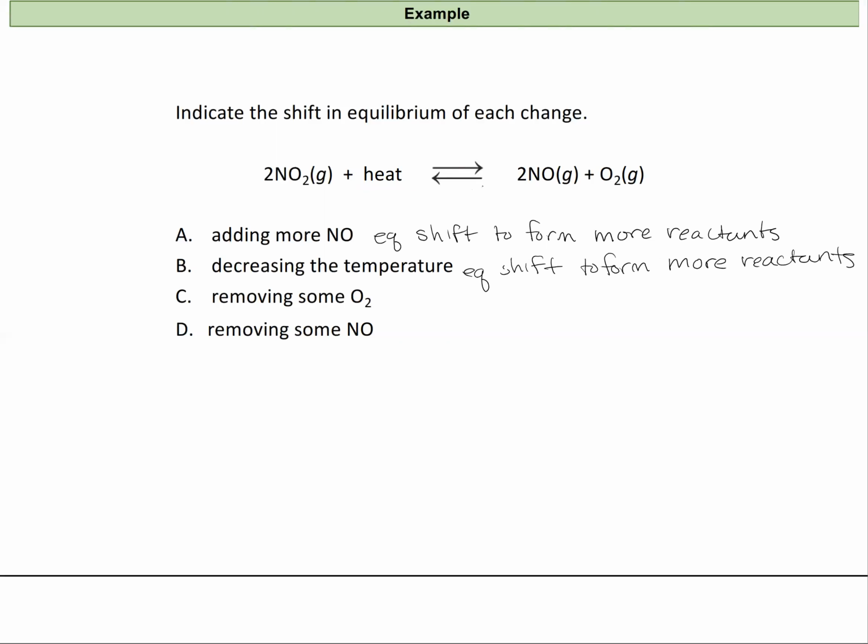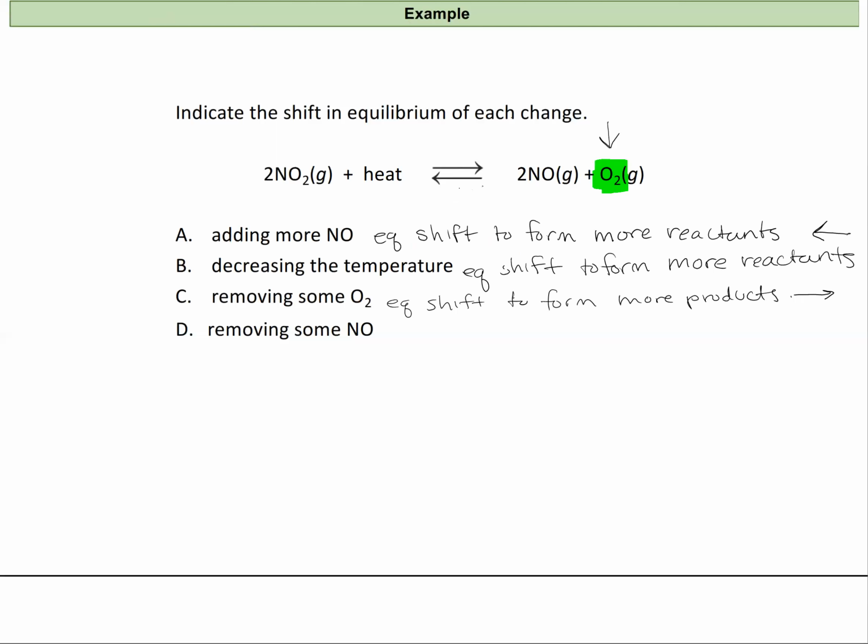Our next one, we're going to remove oxygen. So here's our oxygen right here. We're going to decrease our concentration of oxygen. So if we do that, we're going to see a decrease in the reaction rate moving in the reverse direction. And so we're going to see equilibrium shift to form more products. This will shift in this direction.